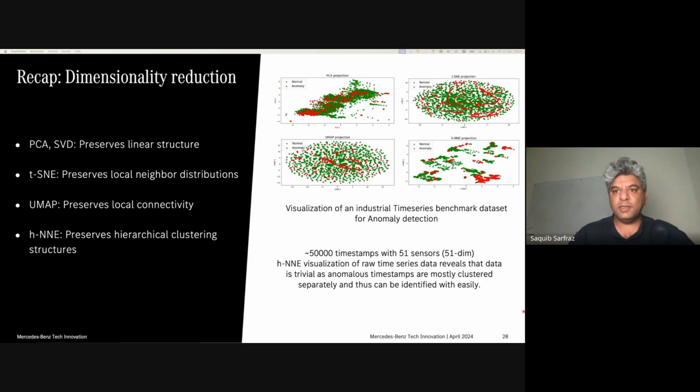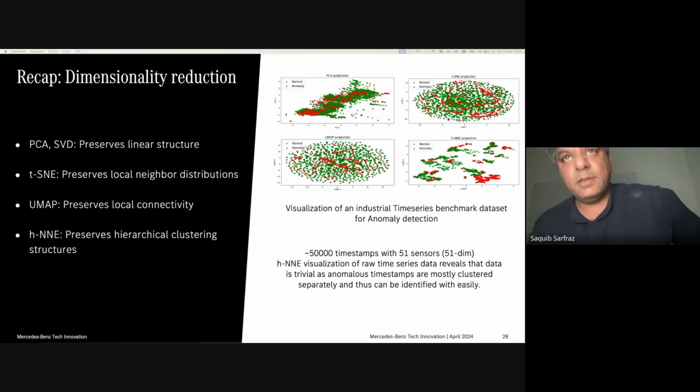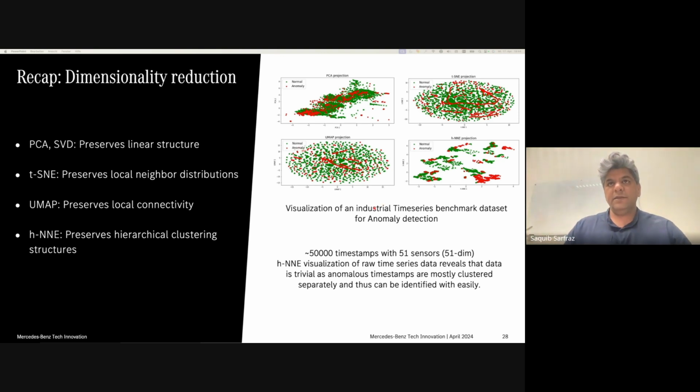An interesting observation is also shown here. So here I'm visualizing an industrial time series dataset for anomaly detection, right? And these red points are the anomalies. As you can see in PCA projection or t-SNE or UMAP, the anomalies are spread all around. Actually, when you visualize it, you see that the anomalies are spread all over the place, right? But a clustering view like in h-NNE provides you a better view, I would say, right? It clearly shows that most anomalies are clustered quite separately.